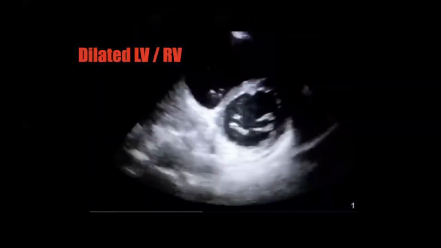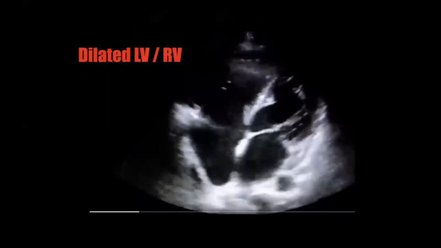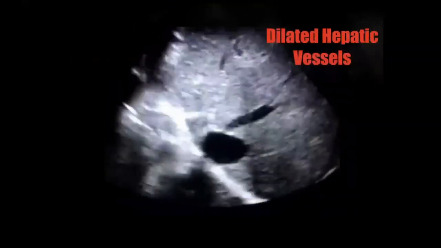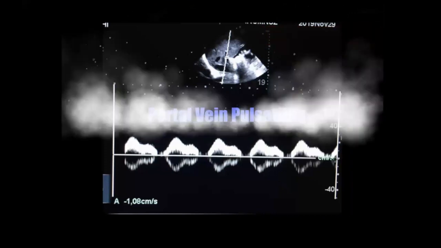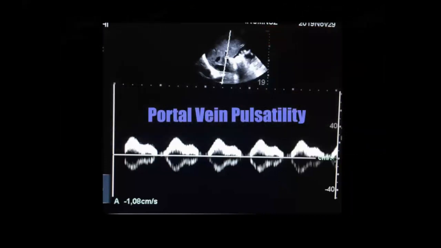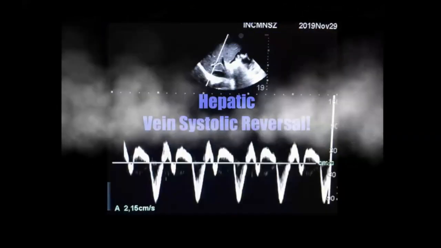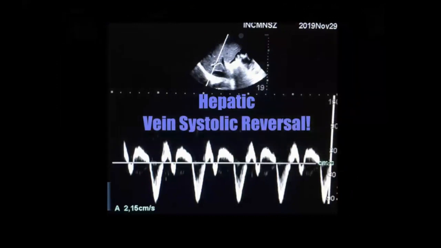Showing all of this together, here's a clinical example. We've got a dilated plethoric IVC, dilated LV and RV, as you can see on long axis, short axis, and again on four-chamber view, where we've got a dilated RV. So there are signs of venous excess: dilated hepatic vessels, and again portal venous pulsatility, whereby it's not phasic anymore, and reversal of systolic flow on the hepatic side of things. So these are all signs of venous excess.